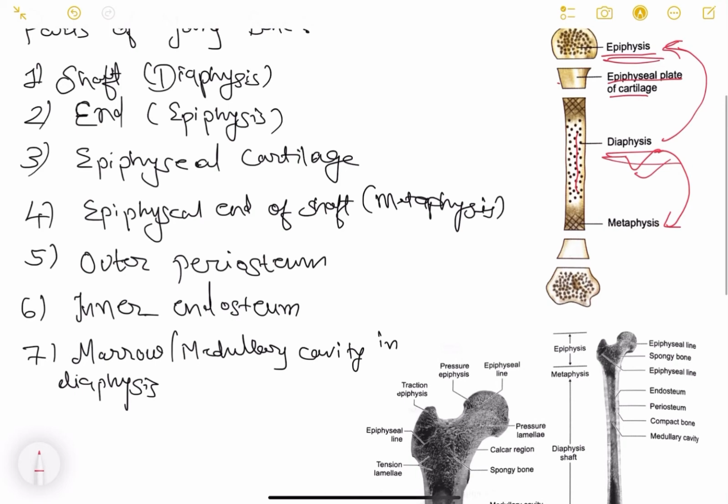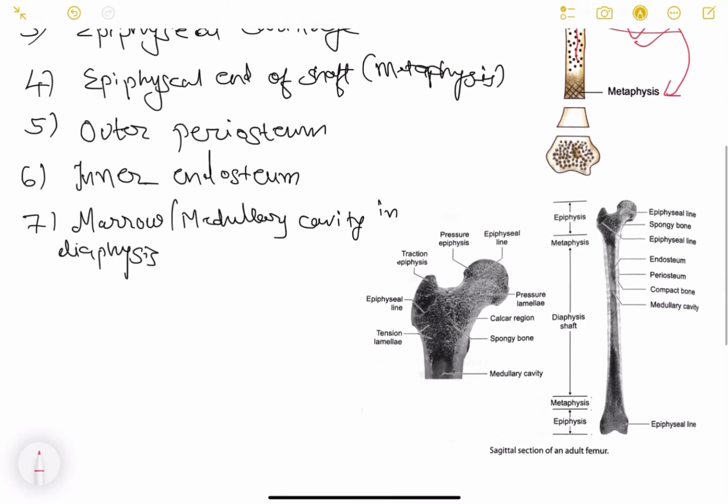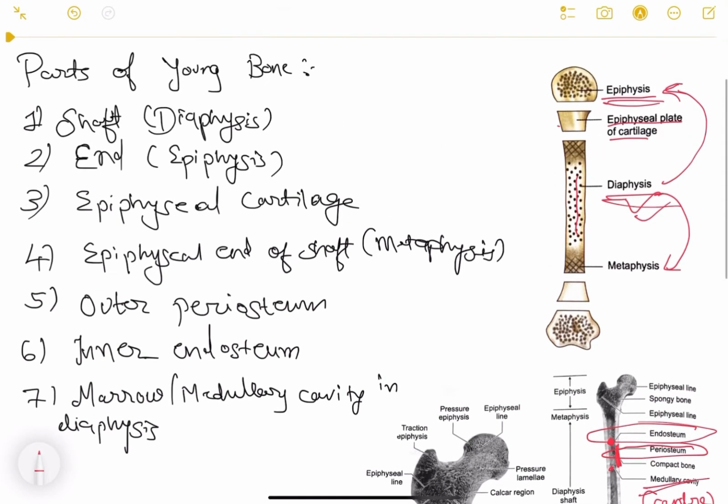Getting this one. Then in this figure you can see outer periosteum and inner endosteum. So this outer part will be periosteum, this inner part will be endosteum, and the narrow cavity or medullary cavity is present in the center. So these were the parts of a young bone.